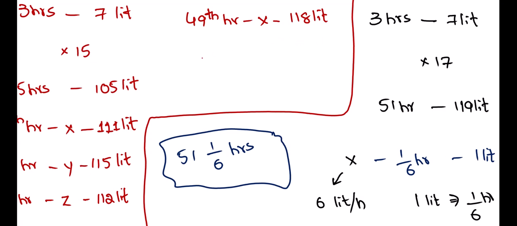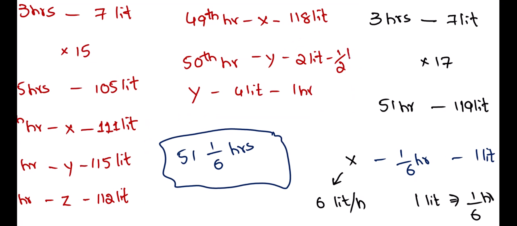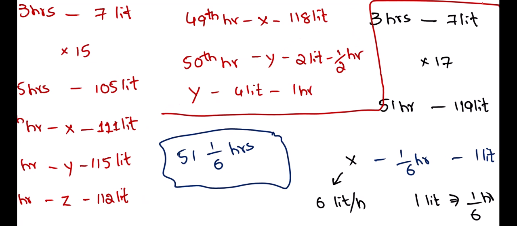So still 2 liters are there. At the 50th hour, we know Y will fill 4 liters in 1 hour. But now I want only 2 liters. For that half an hour is sufficient. So I don't want the 50th hour in full, only half of that is sufficient. So the correct answer is 49 1 by 2.